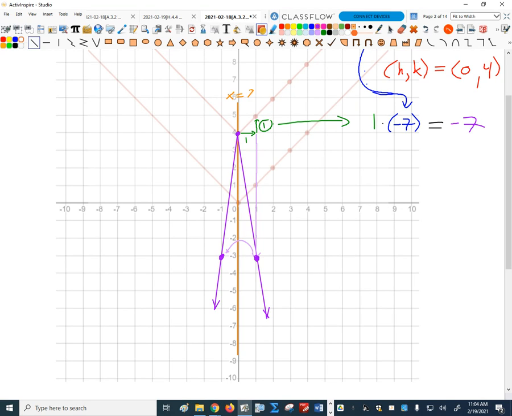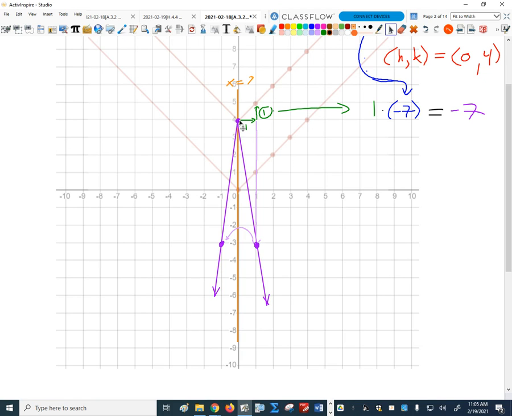Now I want you to notice something here. The slope of my regular absolute value shape, the slope of the right side is just 1, isn't it? To get from the vertex to this point right here, I'm going to rise by 1 and run by 1. So that's the slope of 1, isn't it? To get to this point, I would rise by 2 and run by 2. Well, 2 over 2 is 1.